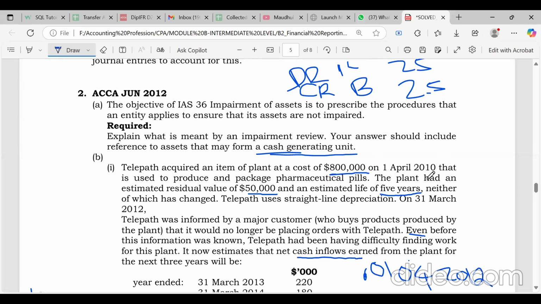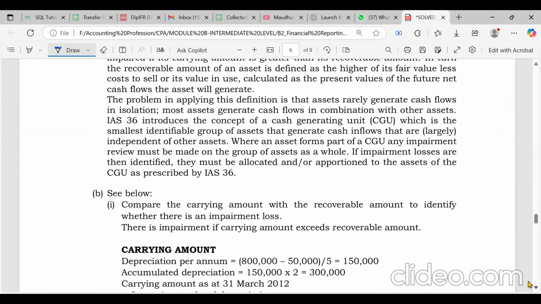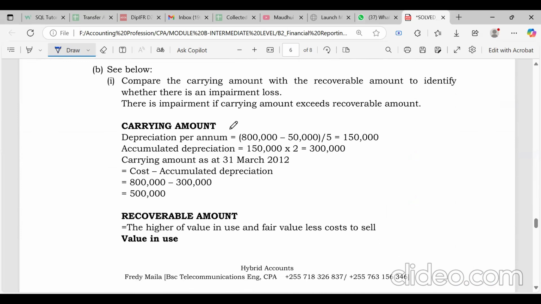Okay, so let's get the depreciation. We take the cost, 800,000, minus residual value of 50,000, divided by 5 years. So 800,000 minus 50,000 is 750,000, over 5, you get 150,000 depreciation. Then you get the accumulated depreciation for that day. Then you deduct to get the carrying amount at that day, right? Cost minus accumulated depreciation, and you would have a carrying amount.